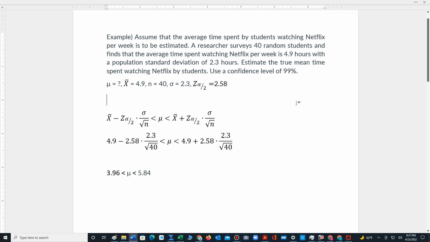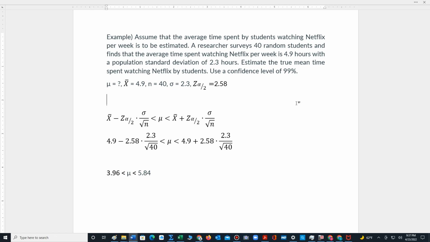In this video, I will demonstrate how to compute a confidence interval for the mean using z-values. The example states the following. Assume that the average time spent by students watching Netflix per week is to be estimated.